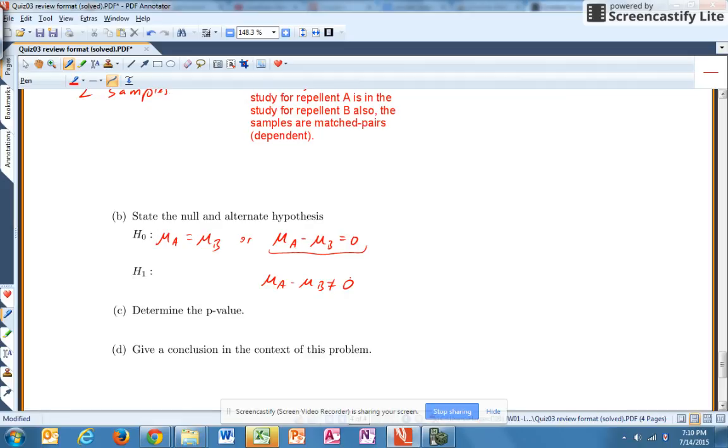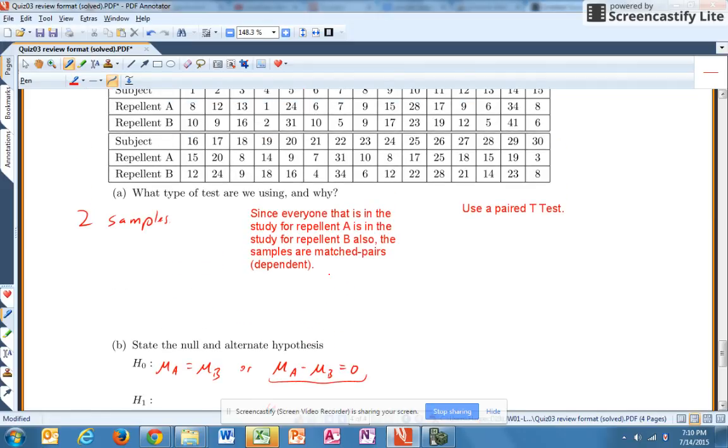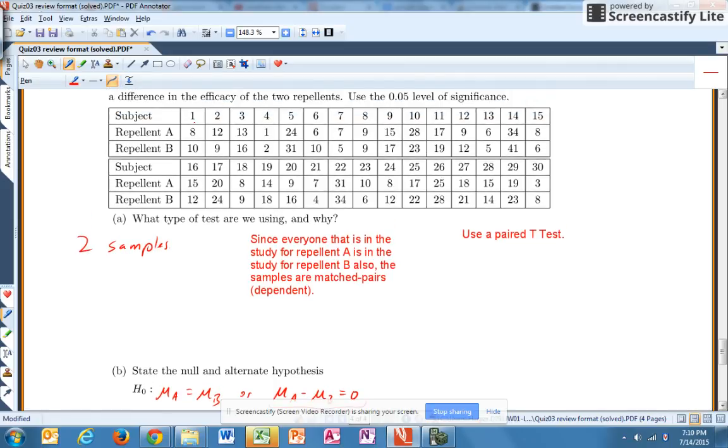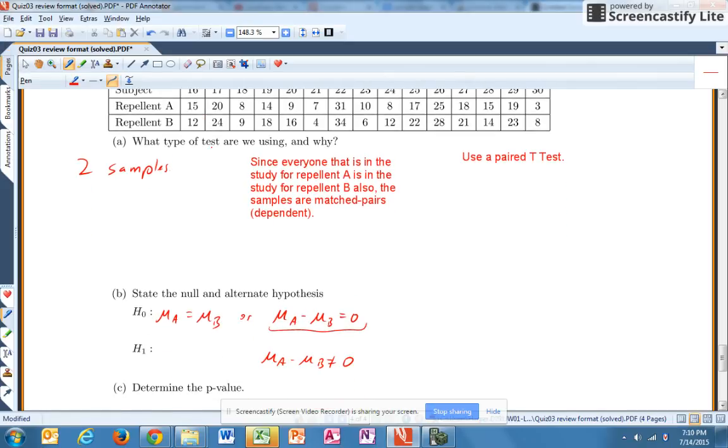Okay, and here's how we're going to do this. We're going to enter all of this data into our calculator. So here's the data, and for each subject, they have a repellent A number of bug bites and repellent B number of bug bites. So we're going to enter all of the repellent A's into a list and all the repellent B's into another list side by side.